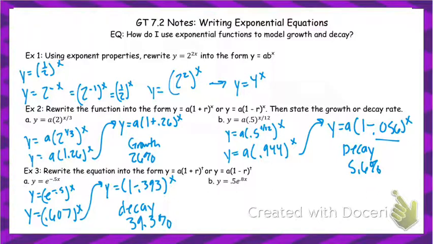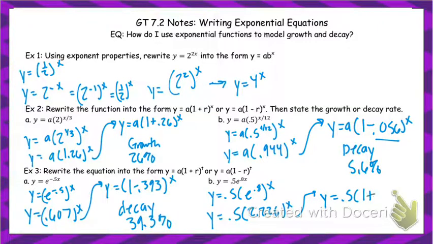All right, let's look at the next one. Again, 0.5 here is that a value. And when it comes to these growth and decay equations, a is the initial amount. So we'll rewrite it using our properties. We'll evaluate e to the 0.8 using a calculator. That'll give me 2.226, which I can then rewrite as 1 plus 1.226. So this is obviously showing growth, and it's a pretty heavy growth, of 122.6%.